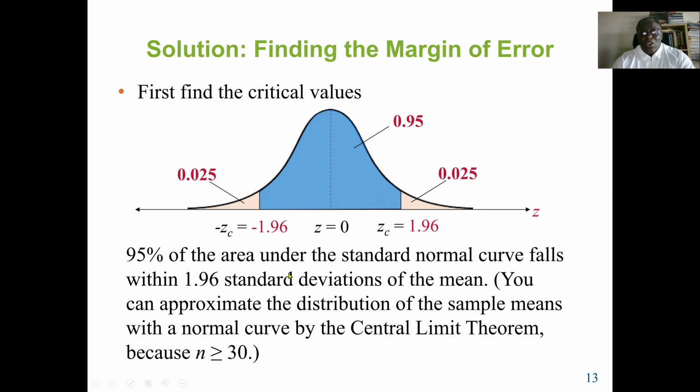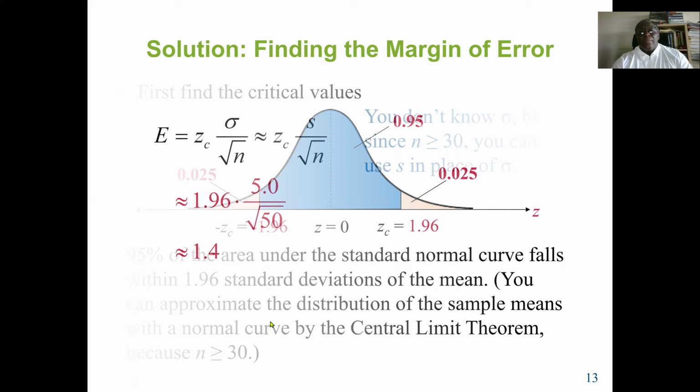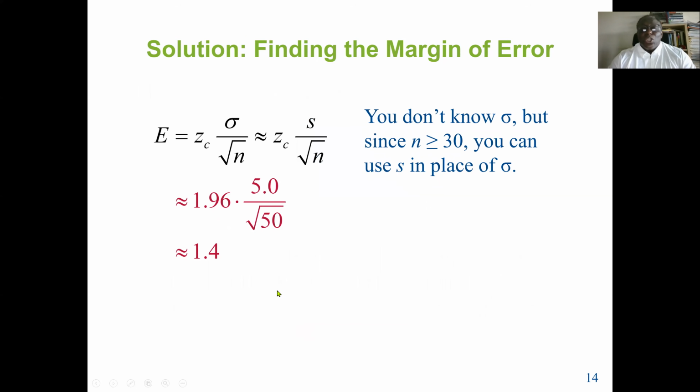So here we say that 95% of the area under the standard normal curve falls within 1.96 standard deviations of the mean. And we can approximate the distribution of the sample mean with a normal curve by the central limit theorem, because our n again is greater than or equal to 30. So now we know the critical value, so now we can find the margin of error. The margin of error will be ZC times the standard deviation, divided by the square root of n.